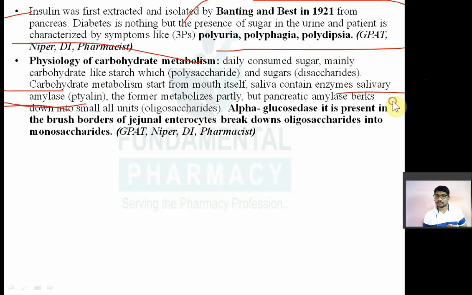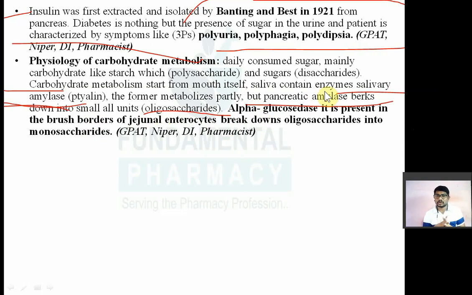But pancreatic amylase will break the polysaccharide into oligosaccharides or disaccharides. Now, whatever oligosaccharides you are getting over here from polysaccharide. Poly means what? 100 plus monomeric units. Oligo means what? 10 to 20 monomeric units. Pancreatic amylase will break down the starch into oligosaccharides.